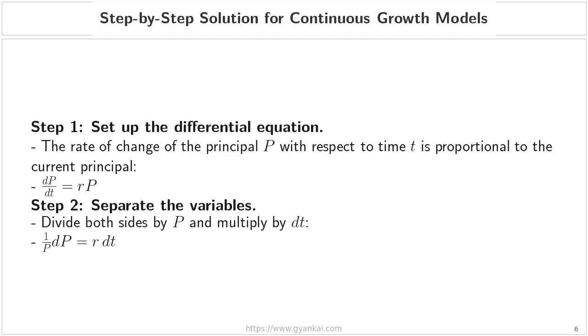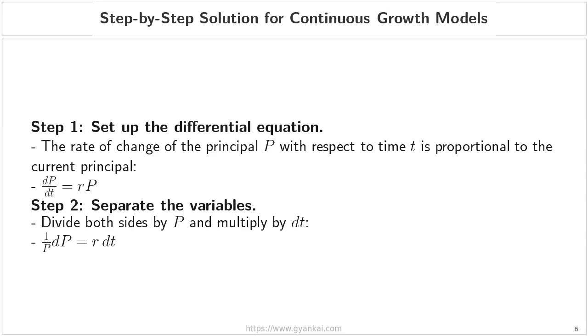Once we have our equation, we move to step 2, which is the process of separating the variables. Our goal here is to get everything related to P on one side and everything related to T on the other. To do this, we divide both sides of the equation by P, and then multiply both sides by dt. This leaves us with one P term on the left and our time terms on the right, resulting in 1 over P dP equals R dt. This setup is crucial because it prepares us for the integration step that we will see in the next slide.